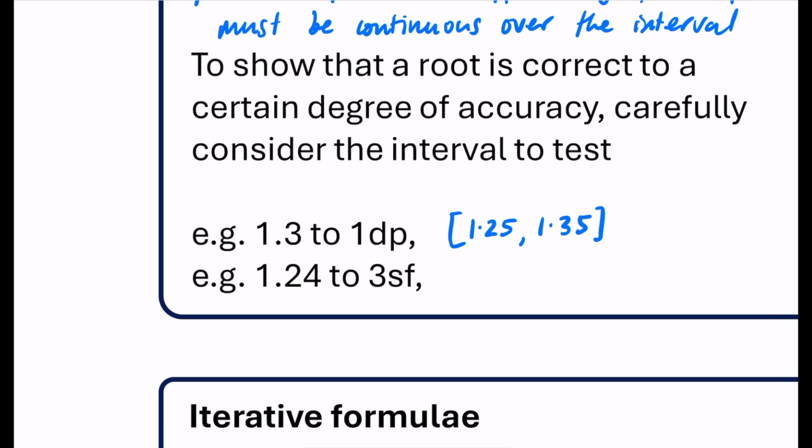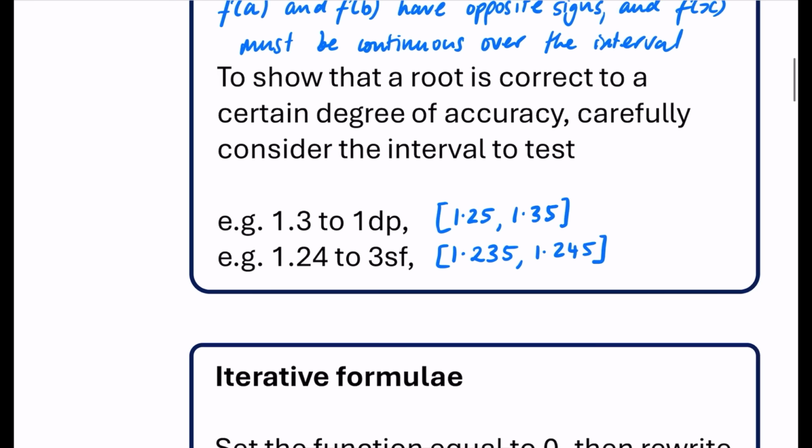And if I wanted to do, say, 1.24 to three significant figures, well, for the lower part of the interval I would go 0.005 lower, so that's 1.235 for the lower part, and then 1.245 for the upper part. And in fact, it's often easier to find the upper part first because you're just adding on an extra 5 to the end, and then you're just bumping it down for this end here.